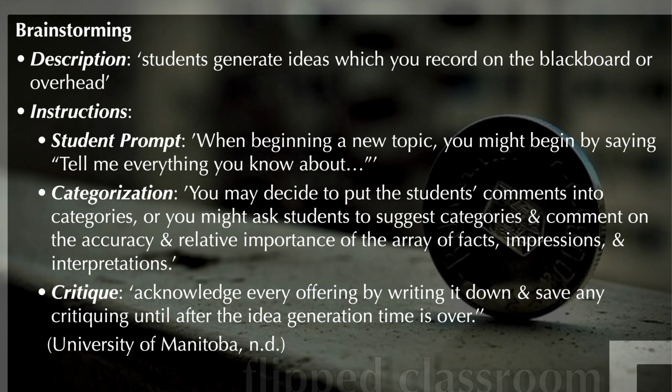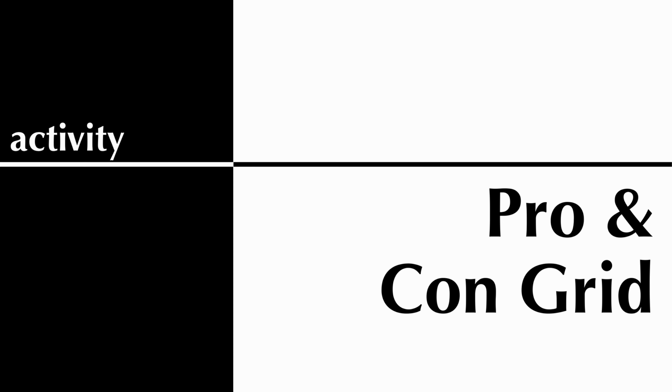This is an important note about critiquing. Critique in general with respect to brainstorming: you want to acknowledge every offering offered by students in the brainstorming by writing it down and save any critiquing until after the idea generation time is over. Otherwise, you can sort of stop or slow the array of ideas that are shared among your class.